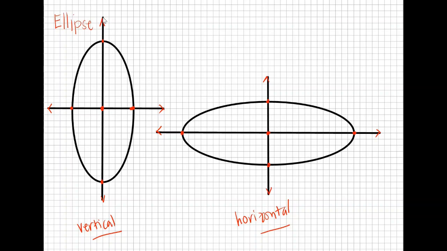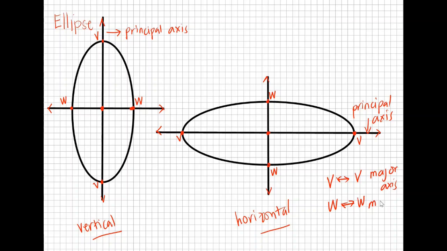So for the properties of an ellipse, we have the principal axis. This is the principal axis for a vertical ellipse, and this is the principal axis for the horizontal ellipse. And in the principal axis, we have the vertices, and from vertex to vertex, that would be the major axis. Same with this one. Vertex to vertex. From co-vertex to co-vertex, that would be the minor axis.